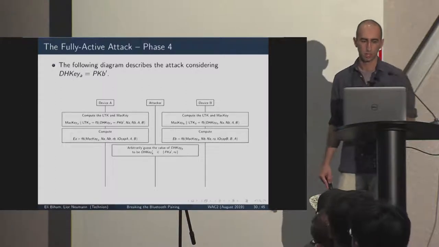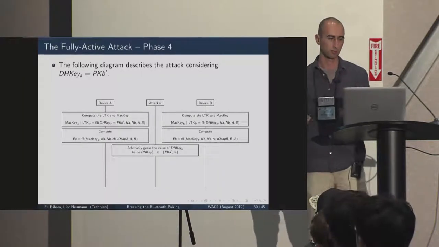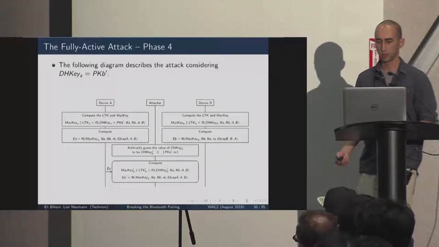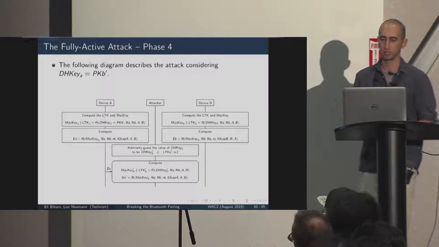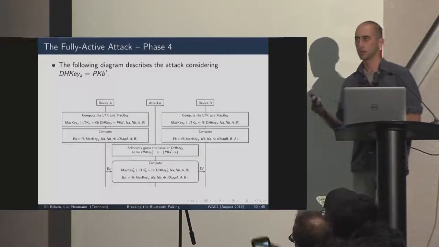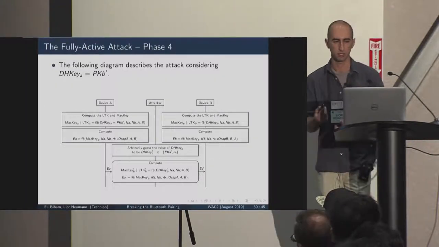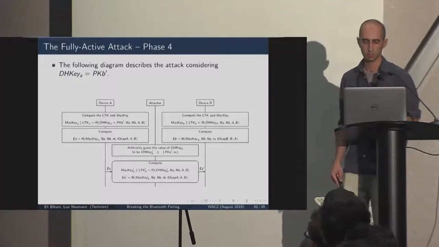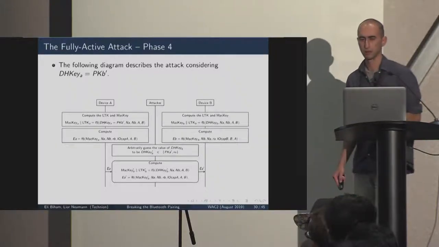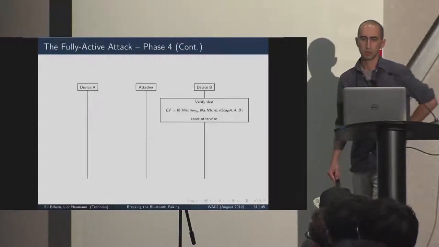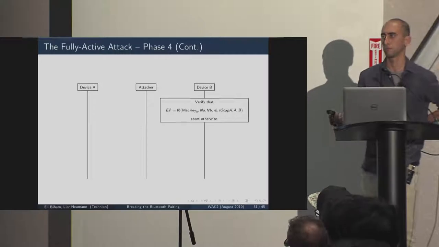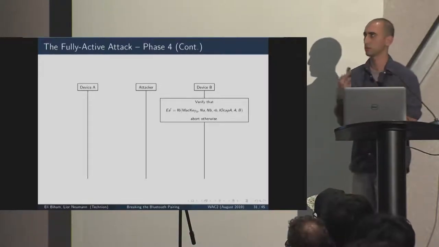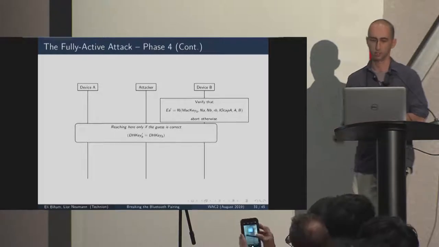So what exactly should it do? It should arbitrarily select some value, DHKB prime, to be one of the two possibilities for DHKB. It should then compute the correct confirmation value EA, to be EA prime, by simply inserting the guess of DHKB prime into the function F6 and computing all the confirmation computation as usual. Device B will then try to verify that, and again with a probability of 50%, this verification will pass. Otherwise, it will abort the pairing process.